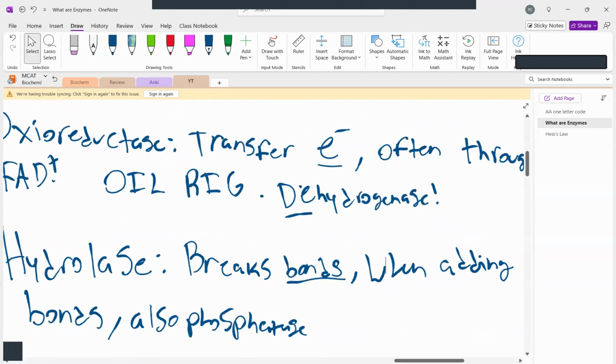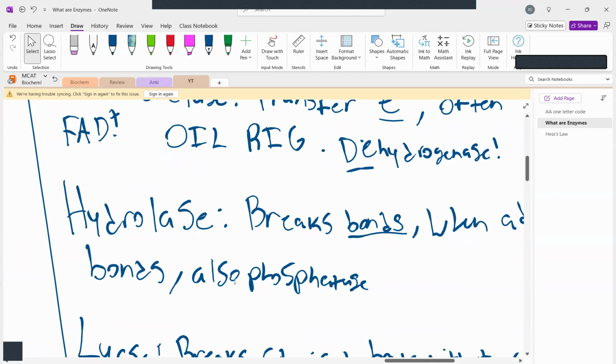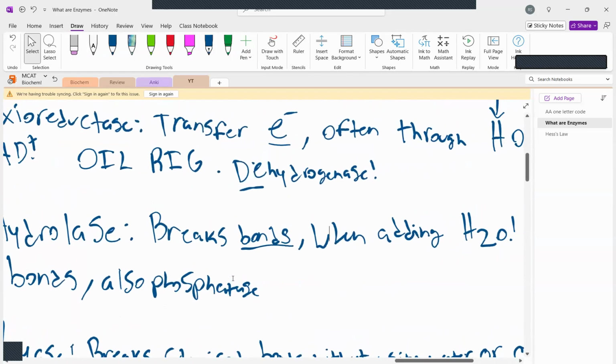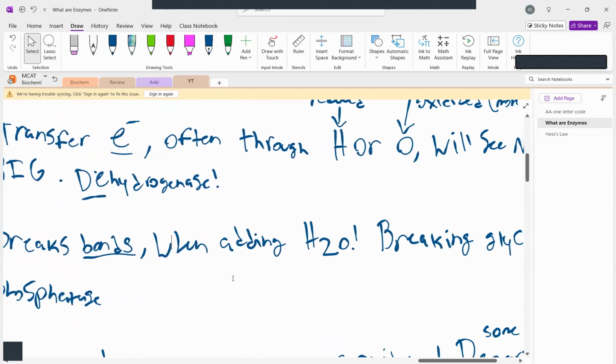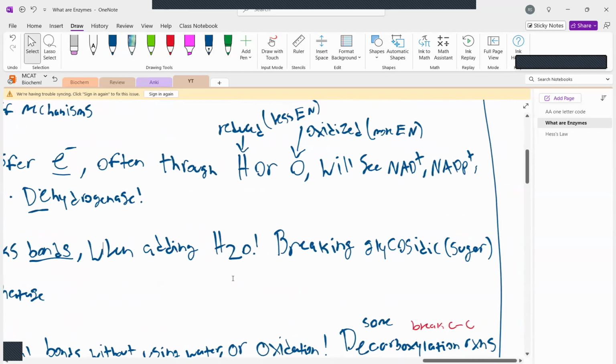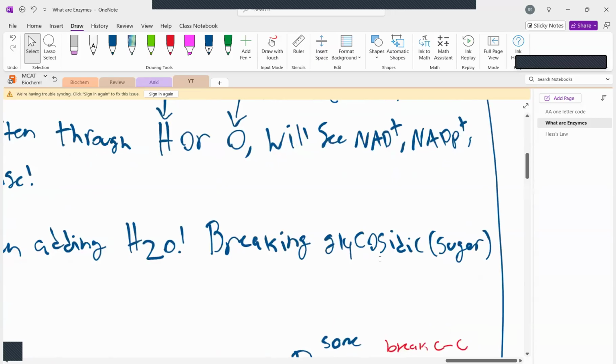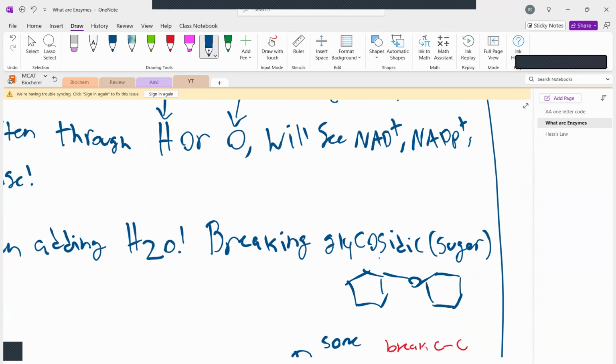So yeah. Okay, then there's hydrolases. So it breaks bonds when you add H2O, so when you add water. It's like the Jimmy Neutron salt meme, NaCl. So like when you break a glycosidic bond, a glycosidic bond is between sugar groups, right? It's going to break this apart.